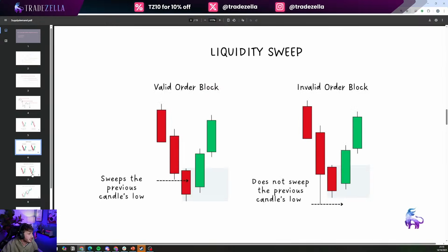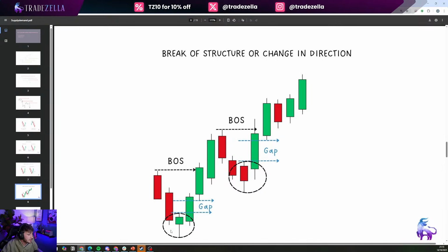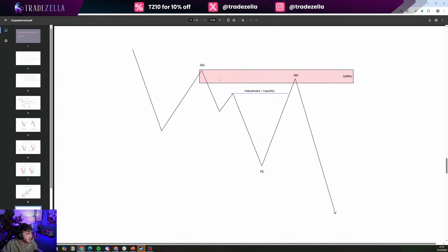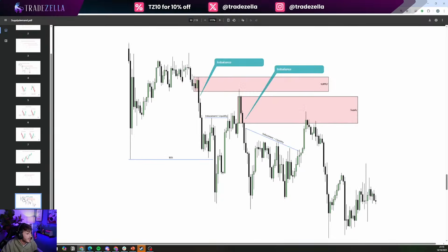So we want 1, 2, 3. We want it to sweep the last candle. We want a gap to get formed. We want a break of structure. And then we also want this inducement to form. And as I say, I will walk you through all of this step by step on a backtesting session, and we'll take a bunch of trades live together in backtesting, okay? So do not worry if you're confused. And here is some examples of that, okay?